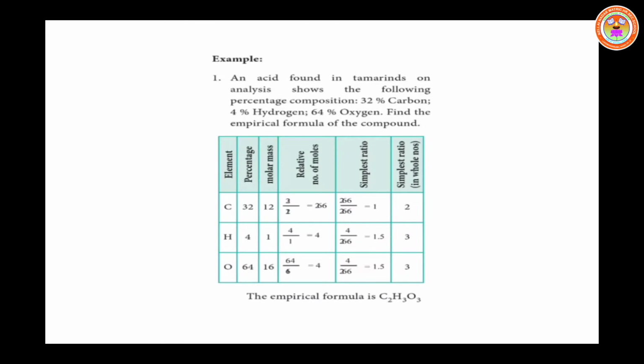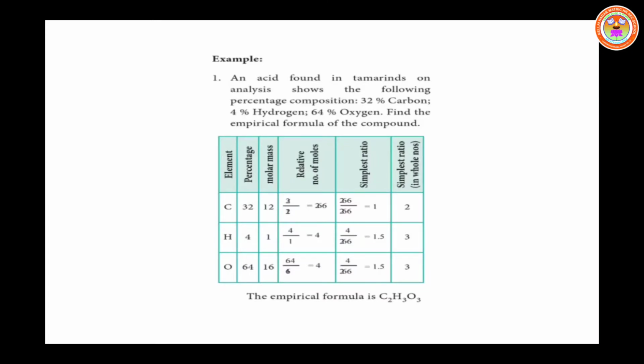Now we are going to see calculation of empirical formula of the compound. Example sum number 1. An acid found in tamarinds, and analysis shows the following percentage composition: 32% carbon, 4% hydrogen and 64% oxygen. Find the empirical formula of the compound.